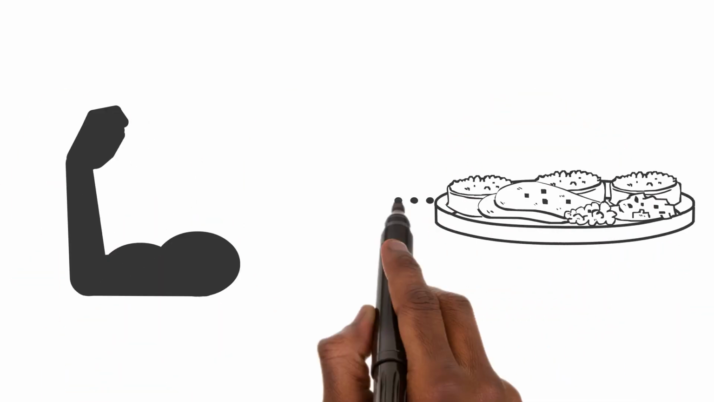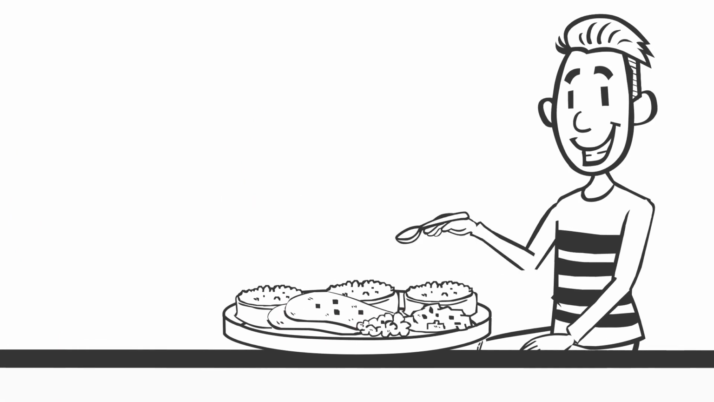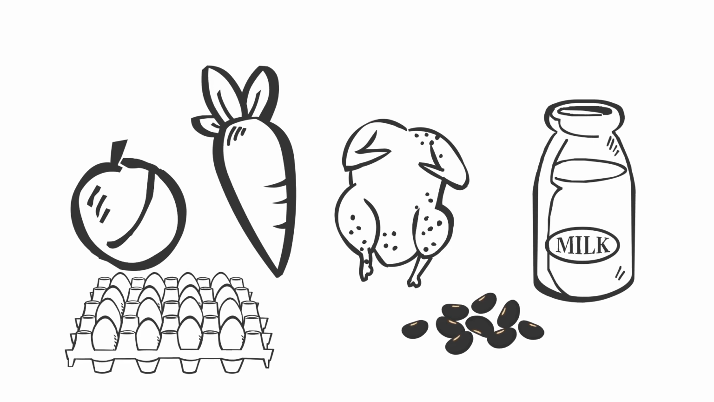Now, let's talk about the energy needed for muscle contraction. Just like us, our muscles need fuel to function. And they get this fuel from the food we eat. So, make sure you're having a healthy, balanced diet to keep those muscles pumping.